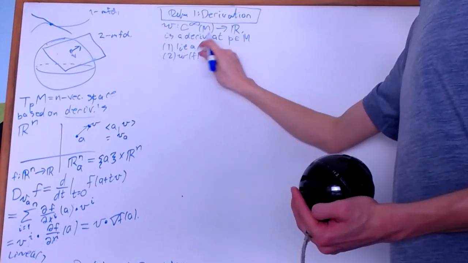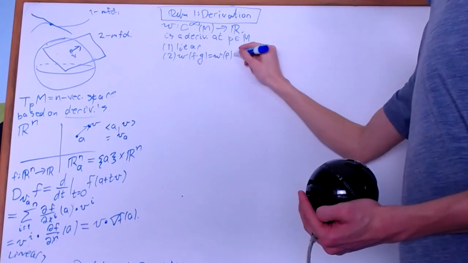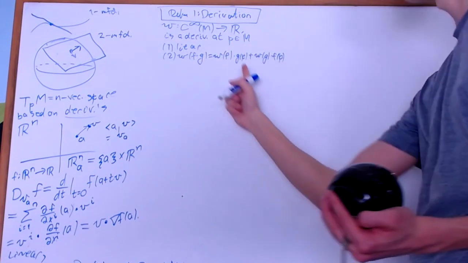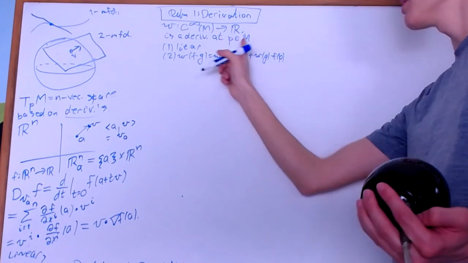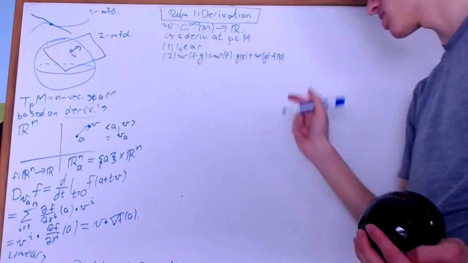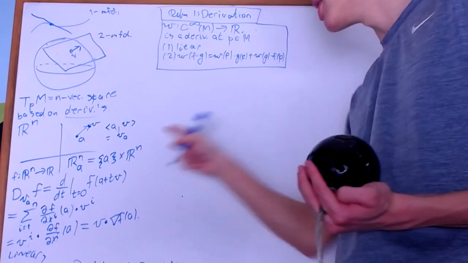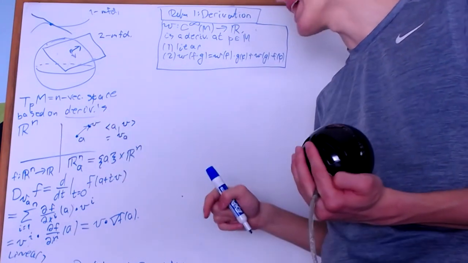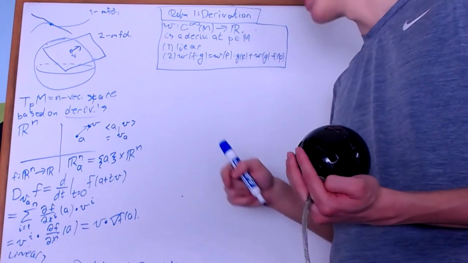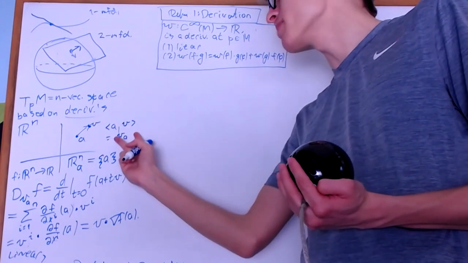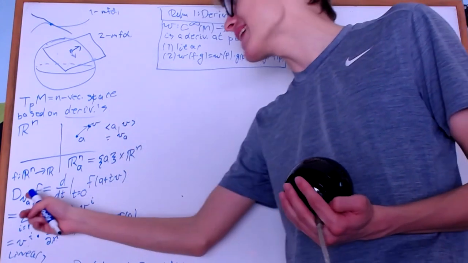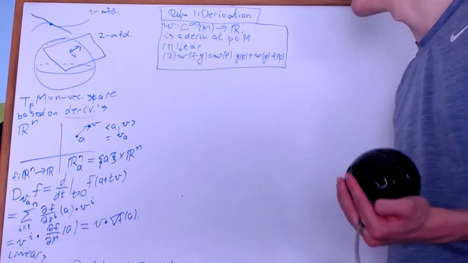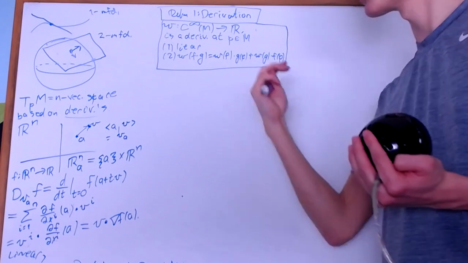So W of F times G is equal to W of F times G of P plus W of G times F of P. And this is where the value of P, at which the derivative is taken, actually matters. Remember the reasoning here. We started with Rn and the general tangent vectors on Rn, and we were able to create from each of those tangent vectors a derivation operator. And then we just generalized that derivation operator to all smooth manifolds.